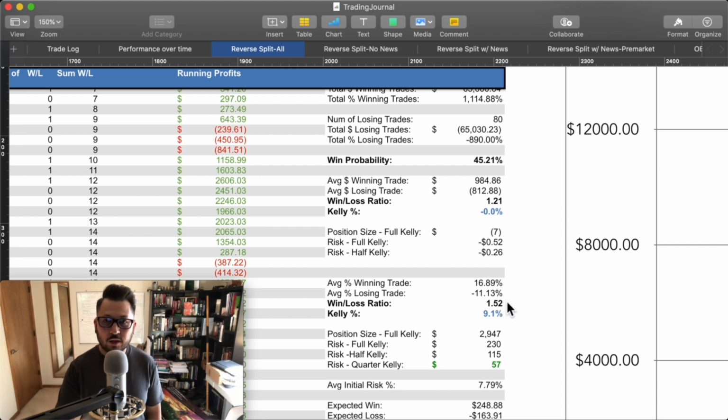So the win-loss ratio in this case is 1.52. That's low. That's much lower than I'd like to see it. I really want a minimum of 2-to-1, and ideally closer to 5-to-1.